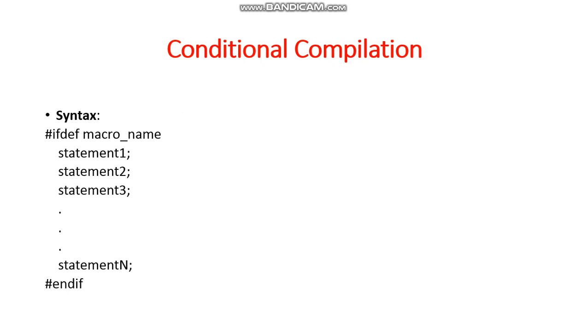Here comes an example. If the macro with the name written as macro name is defined, the statements from statement 1 to statement n will execute normally, and if the macro is not defined, the compiler will simply skip the block of statements.